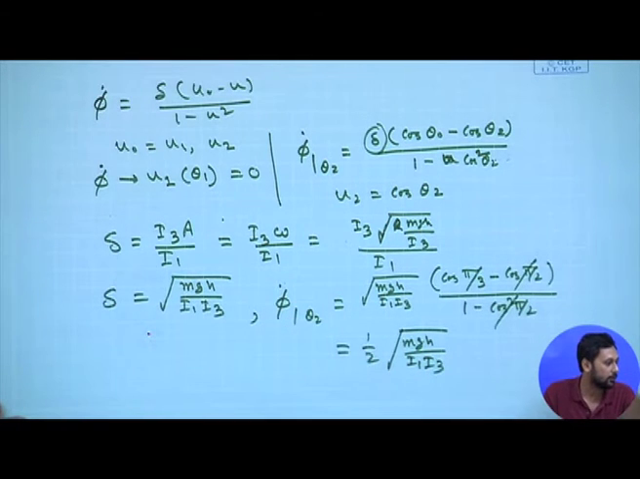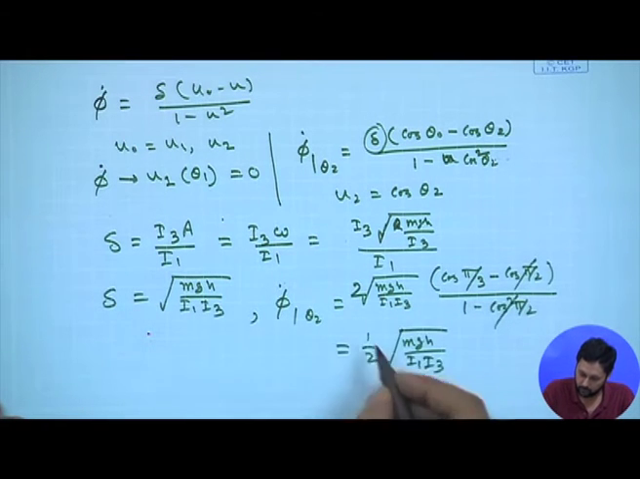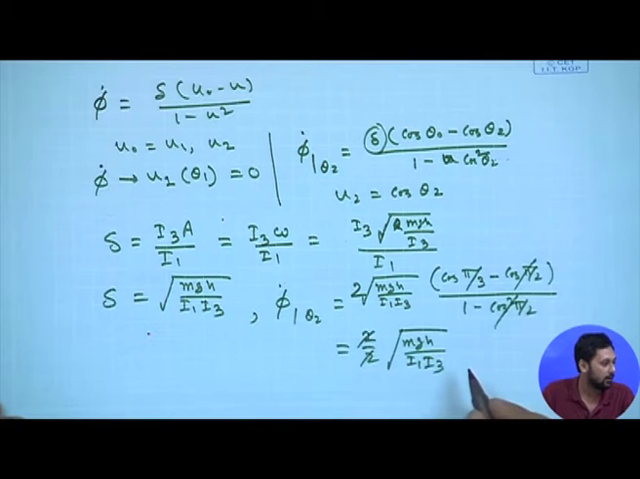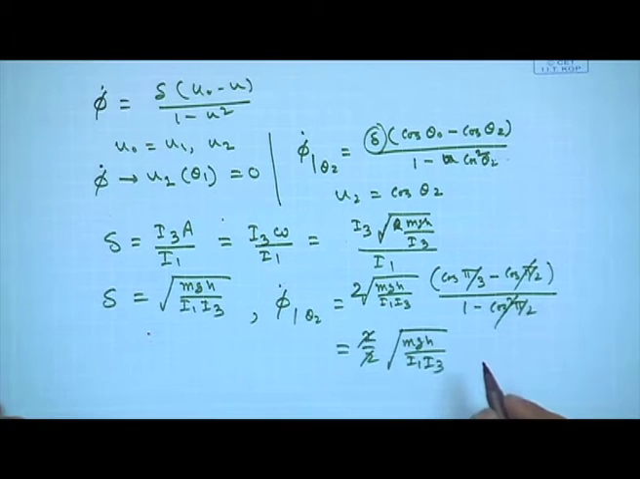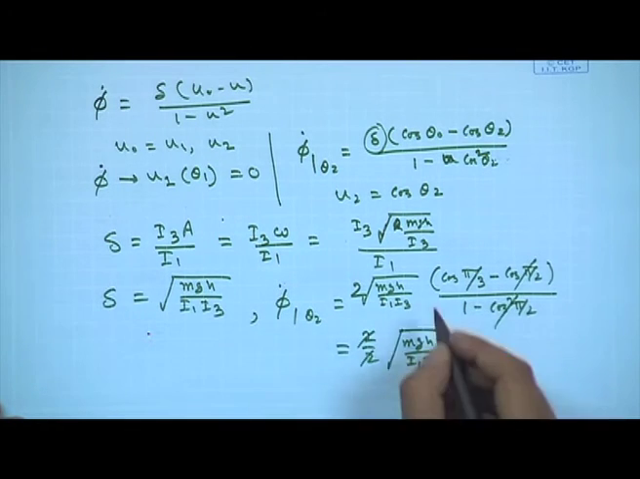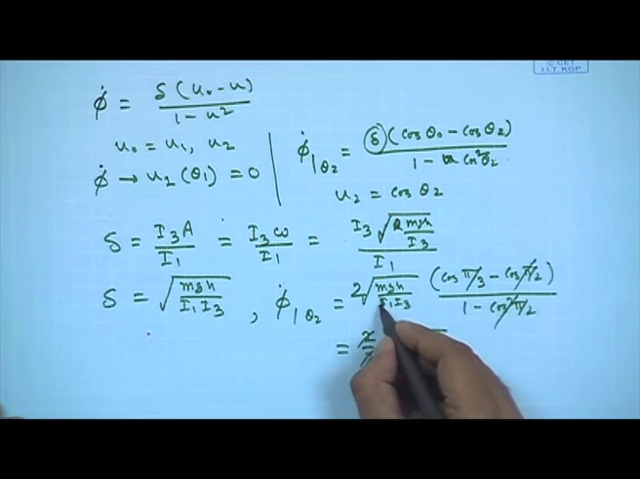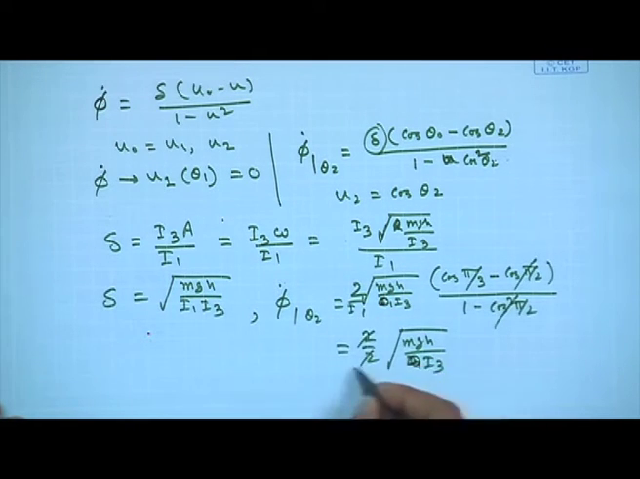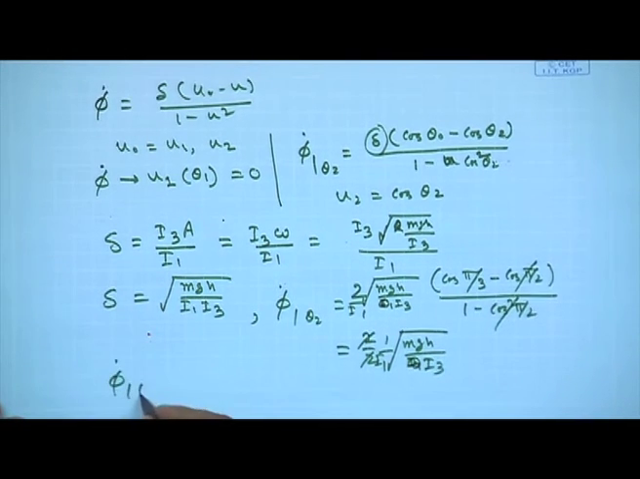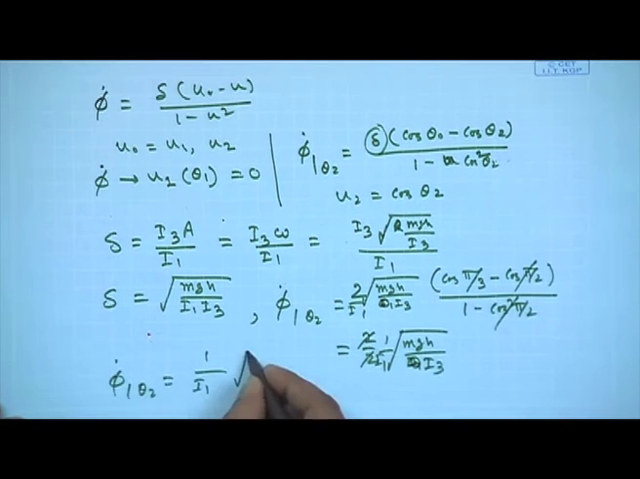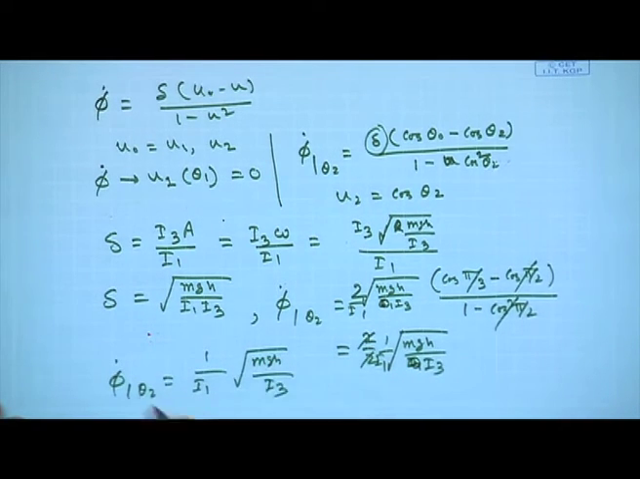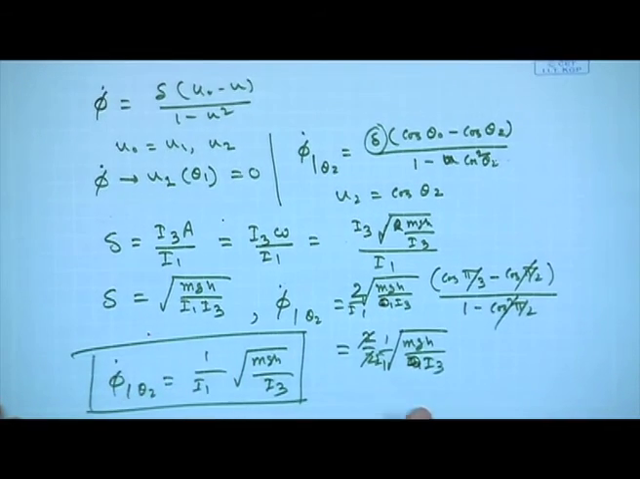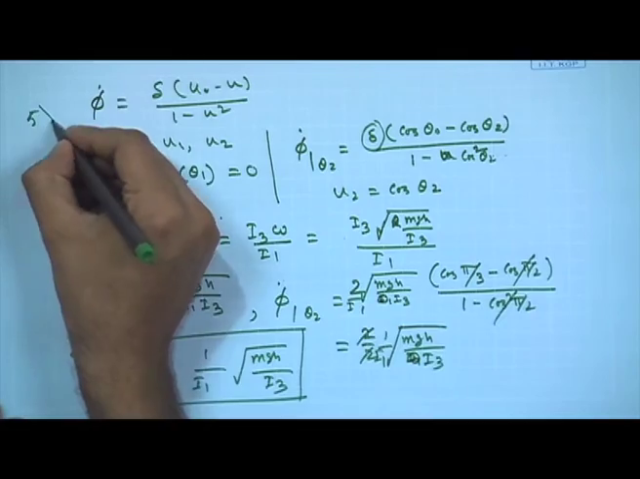So, this is phi dot square. There was a 2 here, so that 2 will get cancelled and we get this. I think I have made a mistake somewhere. Oh, yeah, of course. It will be I3 here by I1, so I1 will be outside. So, it will be 1 by I1. So, of course, phi dot at theta 2 is equal to 1 by I1 root over mgh by I3. That is to be proved. Okay. So, we have solved question number 5.